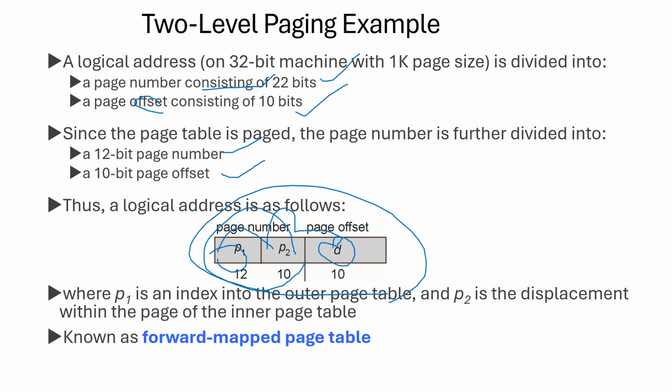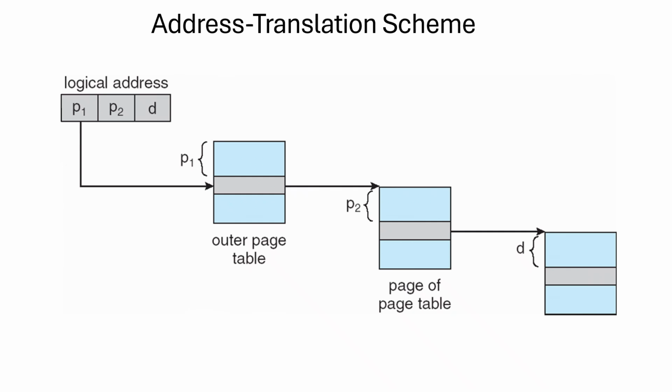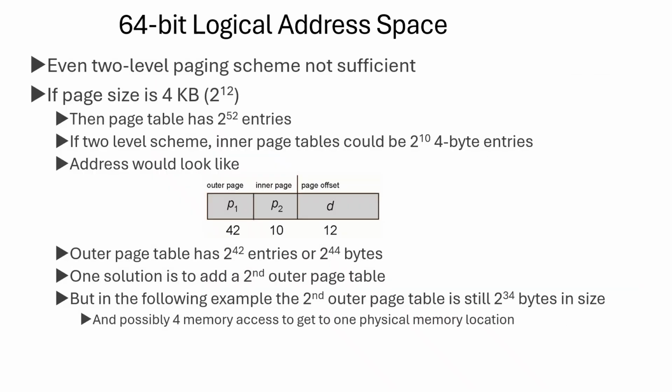This is called a forward-mapped page table. Here P1 refers to the outer page table, gets the inner page table number, then you get the frame number, and the frame is added with the displacement to generate the physical address.